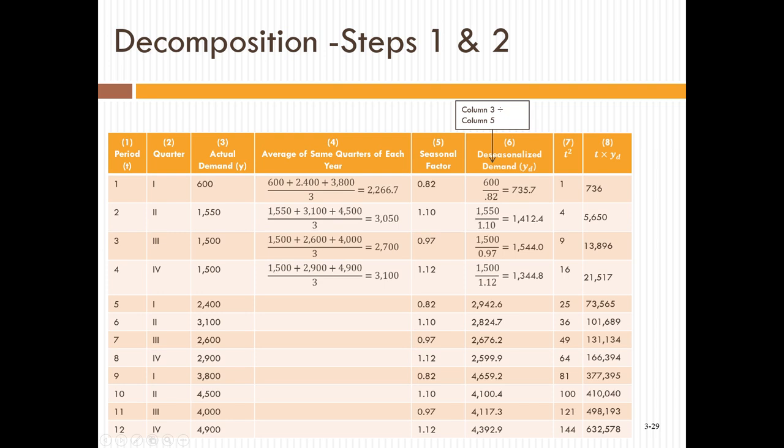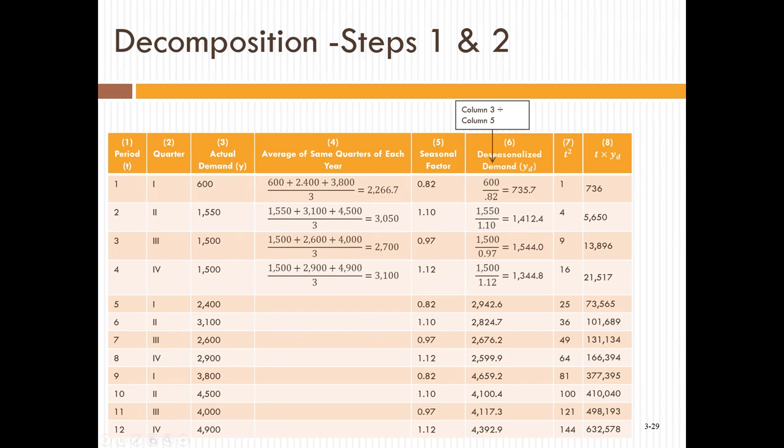The average for time period 2 is 1550 plus 3100 plus 4500, divided by 3, which gives us 3050. For time period 3, it's 1500, 2600, and 4000 divided by 3. For quarter 4, 1500 plus 2900 plus 4900 divided by 3 gives us 3100. So that's the average of each of those seasons.